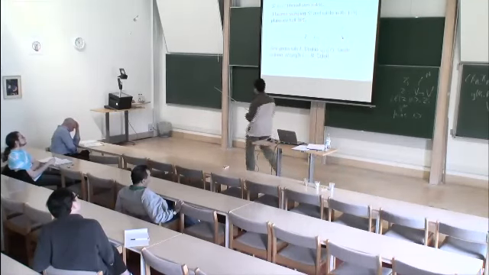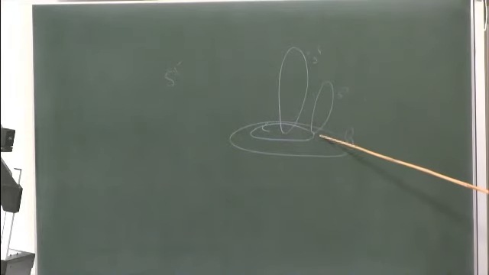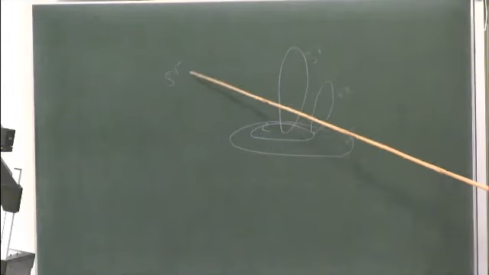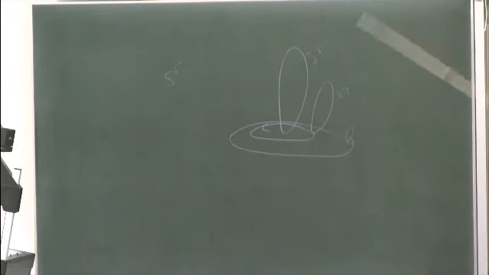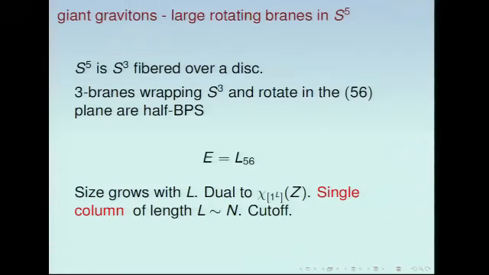Interesting fact about them is that as the angular momentum increases, these giant gravitons, the size increases. And in S5, there's an upper bound on the size of this S3. So the angular momentum cannot increase beyond a certain value n.